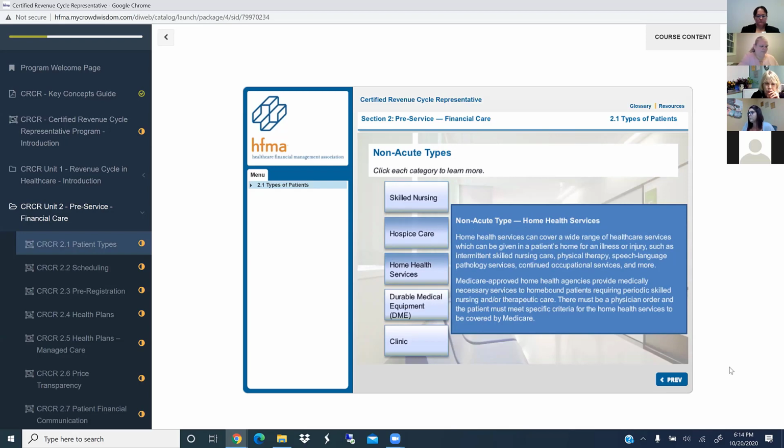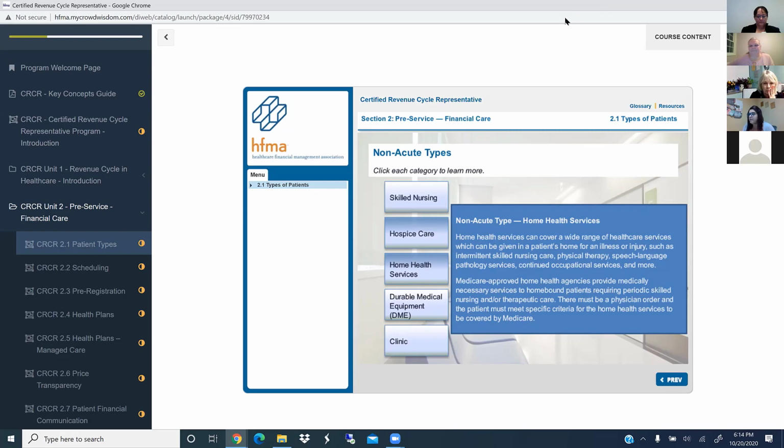Home health services. Home health services can cover a wide range of healthcare services, which can be given at a patient's home for an illness or an injury. So it could be skilled nursing, physical therapy, speech and language therapy, continued occupational therapy, etc. Medicare approved home health agencies provide medically necessary services to homebound patients requiring periodic skilled nursing or therapeutic care.